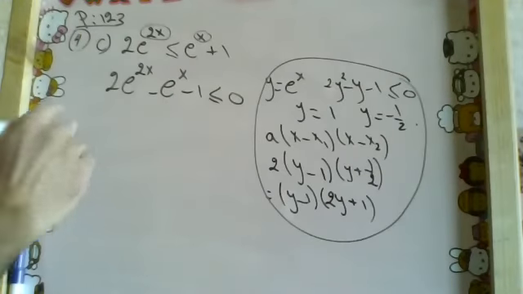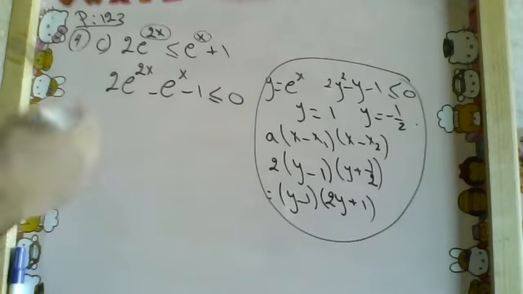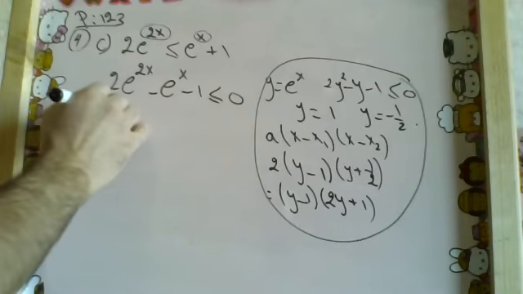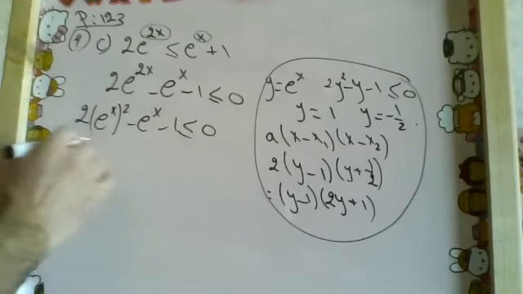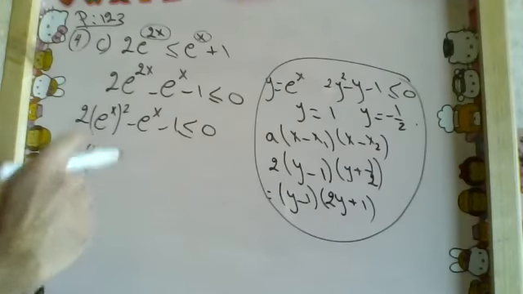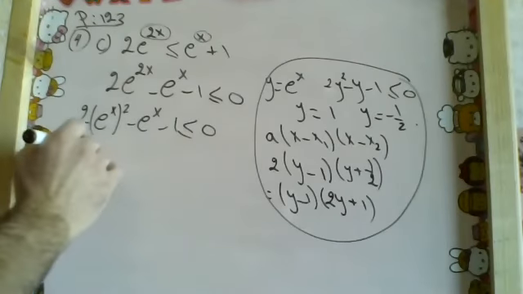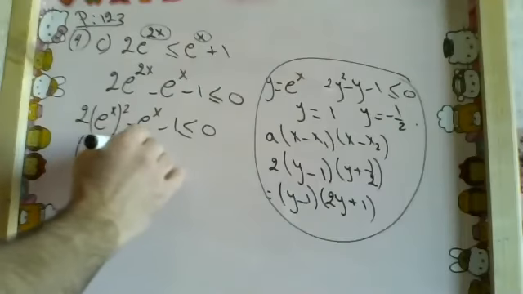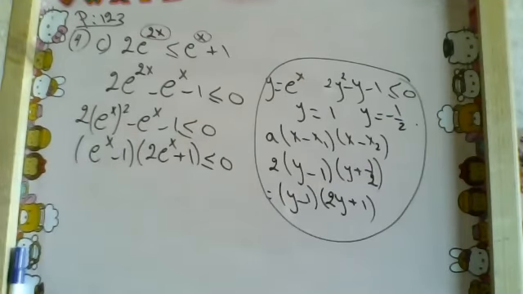Just one moment. If you want to show the setup only for the corrector: 2e power x squared minus e power x minus 1 less than or equal to 0. Then write: e power x minus 1 into 2 e power x plus 1 less than or equal to 0.